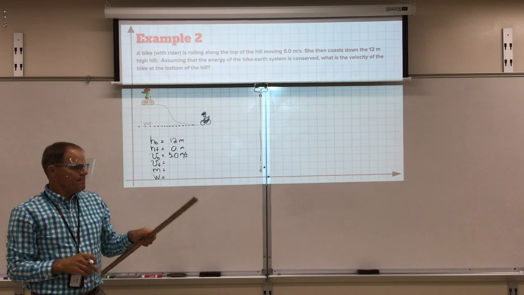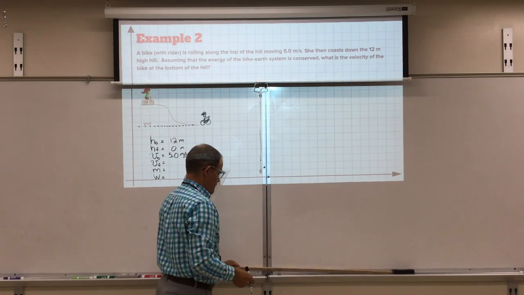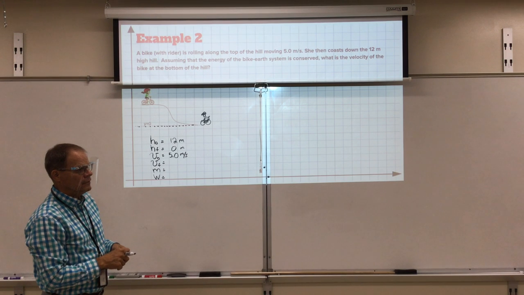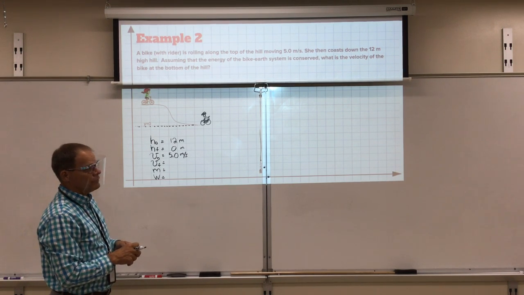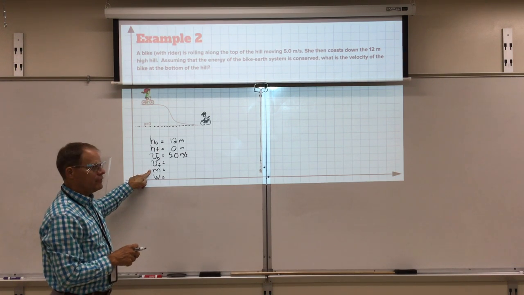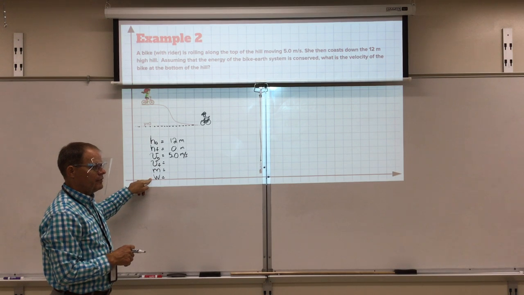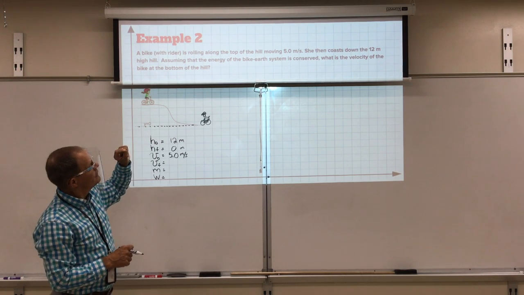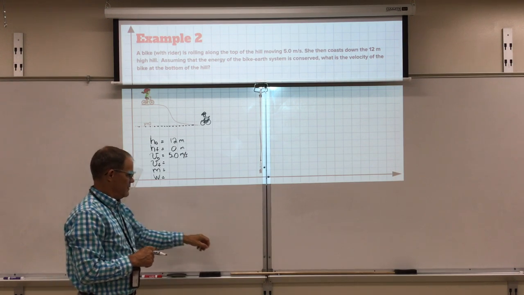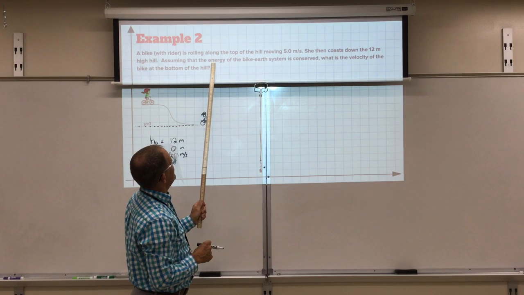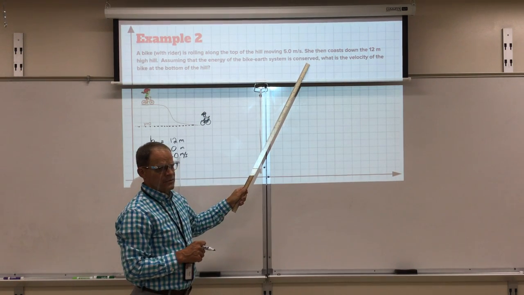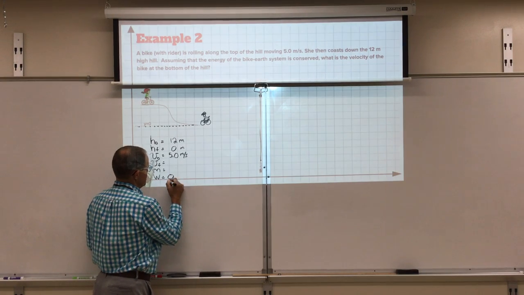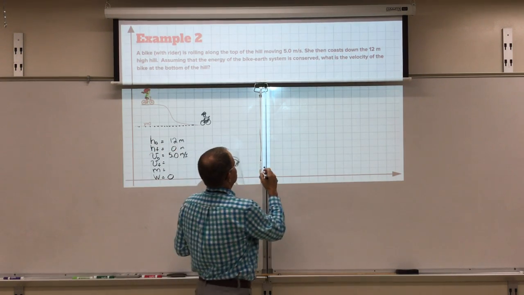Do we know anything else? We know one more thing, I think. Do we know the mass of the girl? No, we don't. You don't know the mass. How do you know? What part of the problem tells you that? You see right here? Assuming the energy is conserved. If you can assume the energy is conserved, then you know the work's zero. Okay? And the next problem, that won't be true. So that's 0.